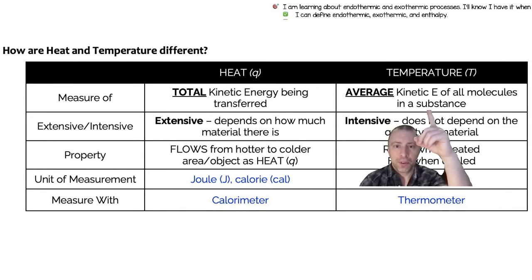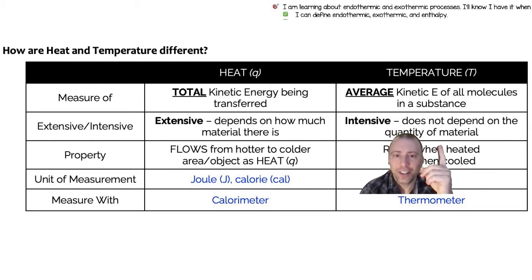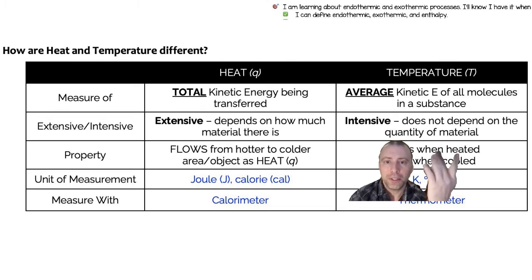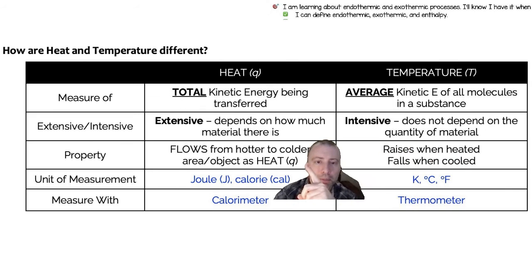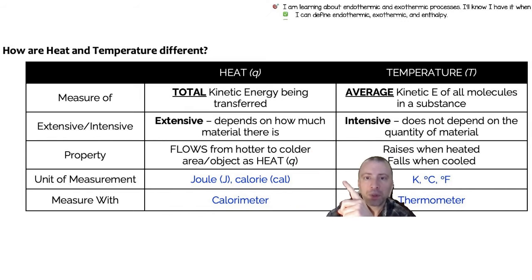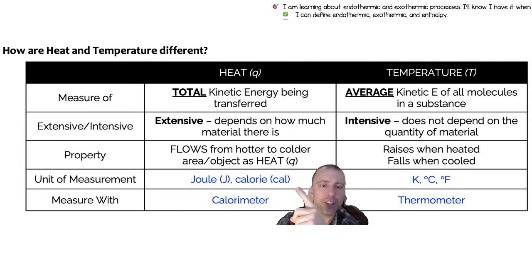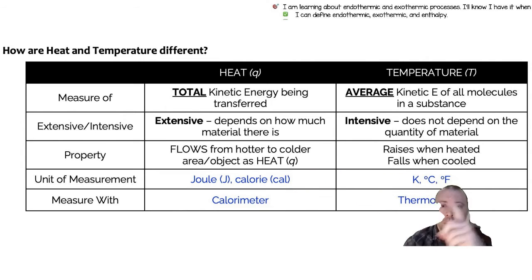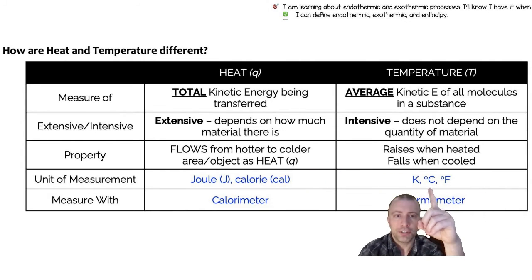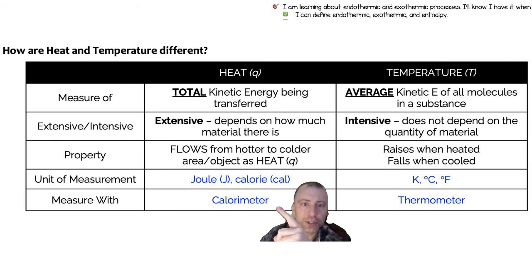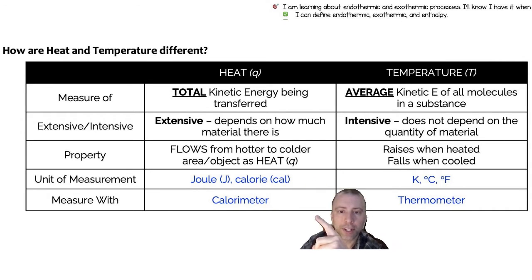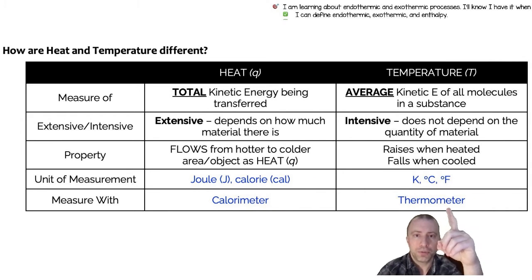Whereas we talked about before that the temperature is the average kinetic energy of all the molecules, so that's an intensive property. It doesn't matter how much it is, it would still be the same average. So again, we're talking about heat flow, so it flows from hotter to colder, whereas temperature raises when something's heated and falls when something's cool. The unit for heat is joules or calories, whereas in temperature it's Kelvin, Celsius, or Fahrenheit. And we measure heat with something called a calorimeter, which we'll talk about a lot next time, versus a thermometer, which you are used to for measuring temperature.